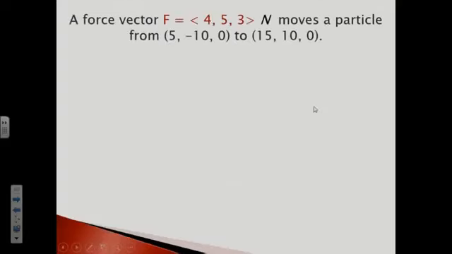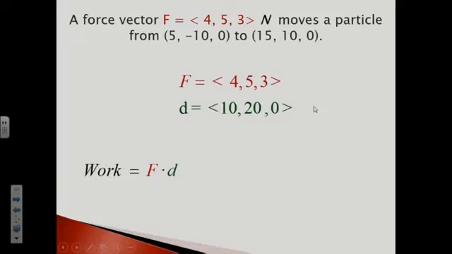For example, how much work is performed by a force vector F equals 4, 5, 3 by moving a particle from the point 5, minus 10, 0 to the point 15, 10, 0? Taking the difference of the end point and the initial point, we get the displacement vector 10, 20, 0. To compute the work, we take the dot product of F and d, multiplying each pair of corresponding numbers and taking the sum, which gives 140.